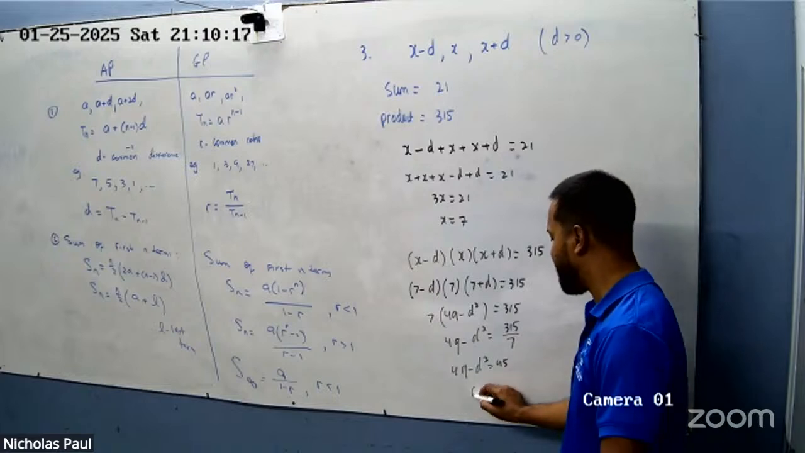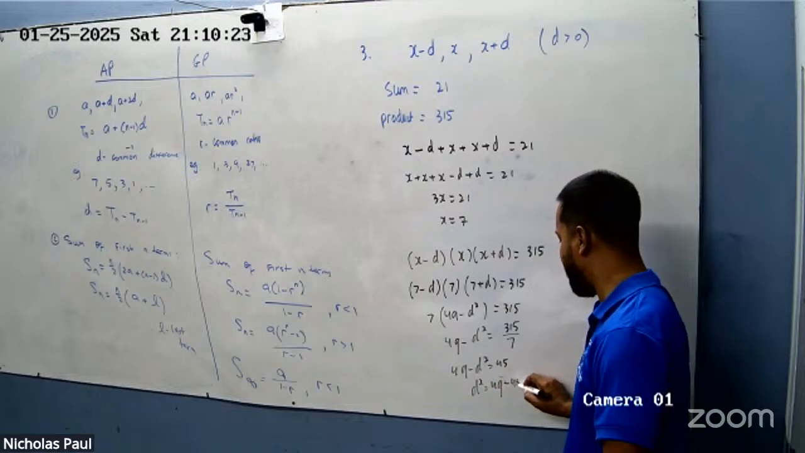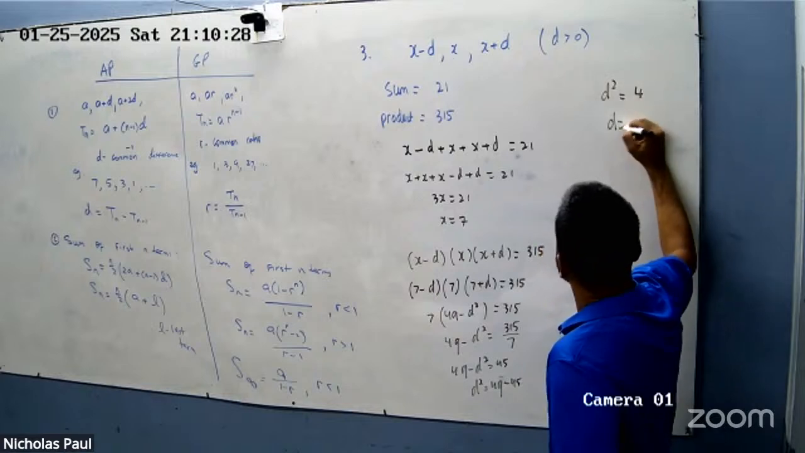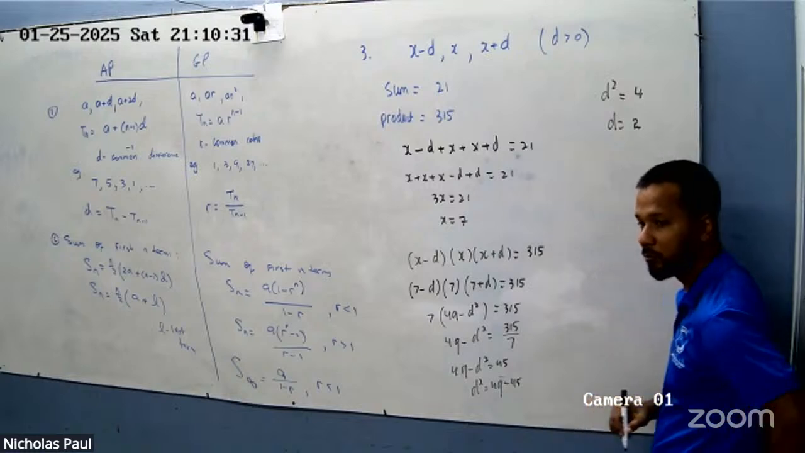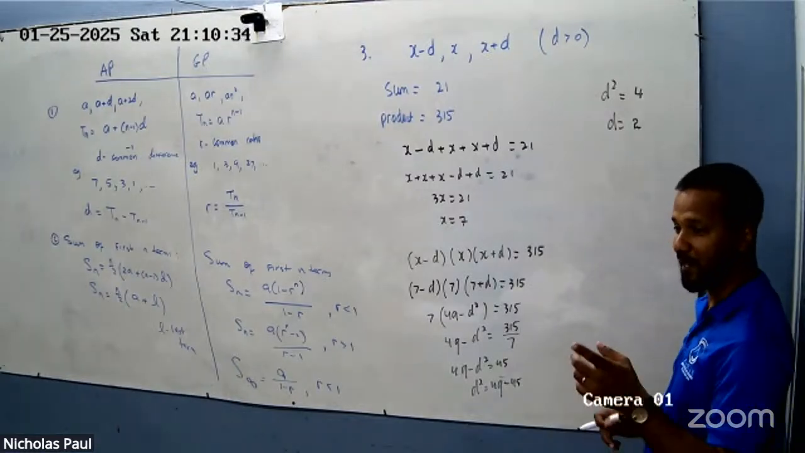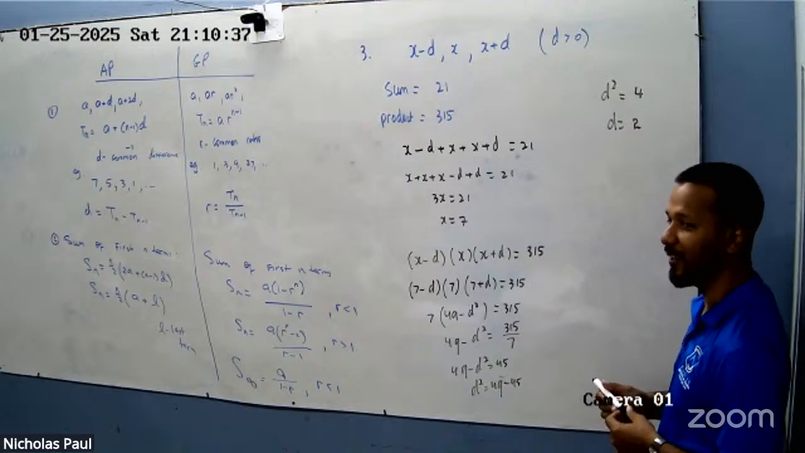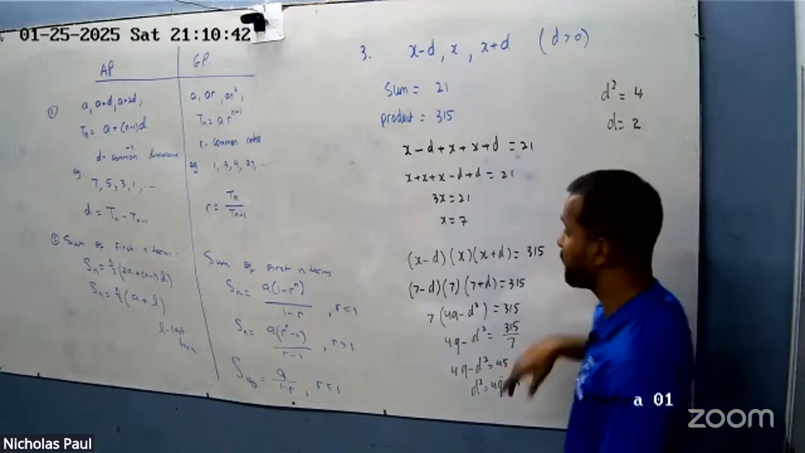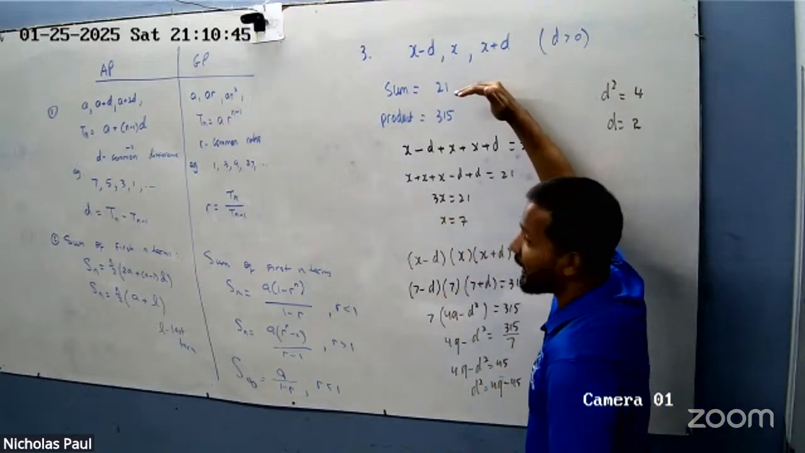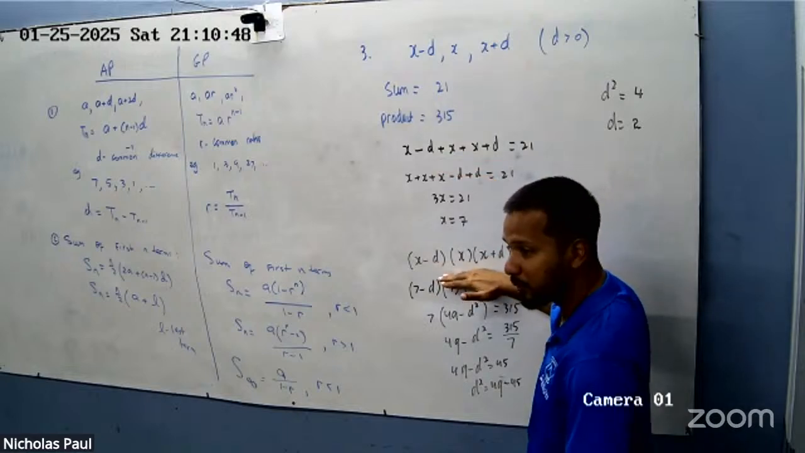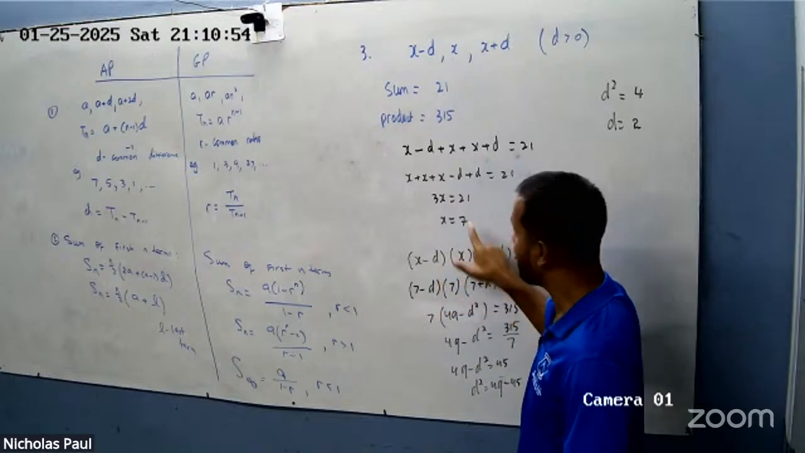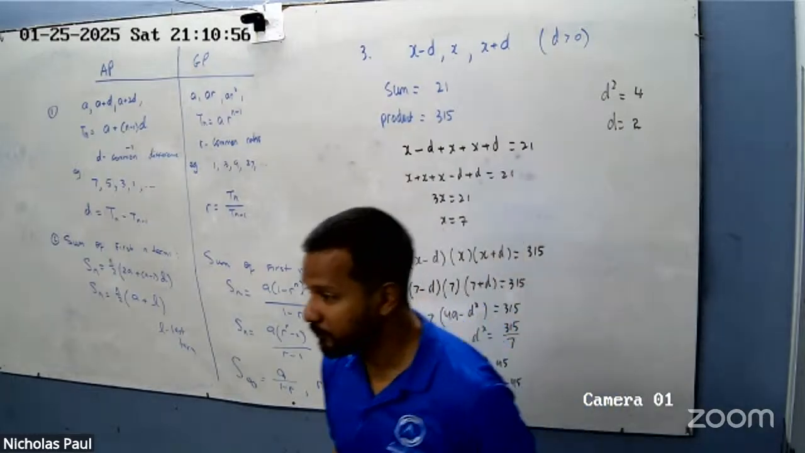Bringing the numbers together, d squared is 49 minus 45. d squared is 4, so d is 2. Remember, the positive value is what you want. So you have the sum and the product. All you had to do was write what the product is and write what the sum is.